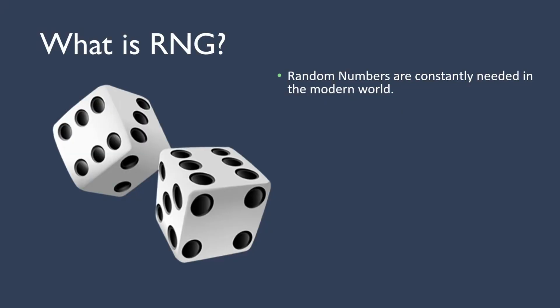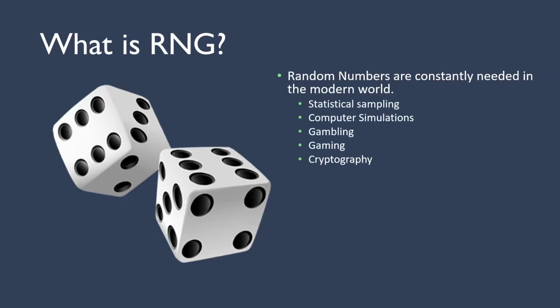So, just to start out, what is random number generation? What are random numbers? Why do we need them? Random numbers are something that we are constantly using to simulate the real world, because real life is very unpredictable, but computers aren't. So we use a lot of random numbers in things like statistical sampling, computer simulation, gambling, gaming, and of course cryptography. Creating random keys requires random numbers.